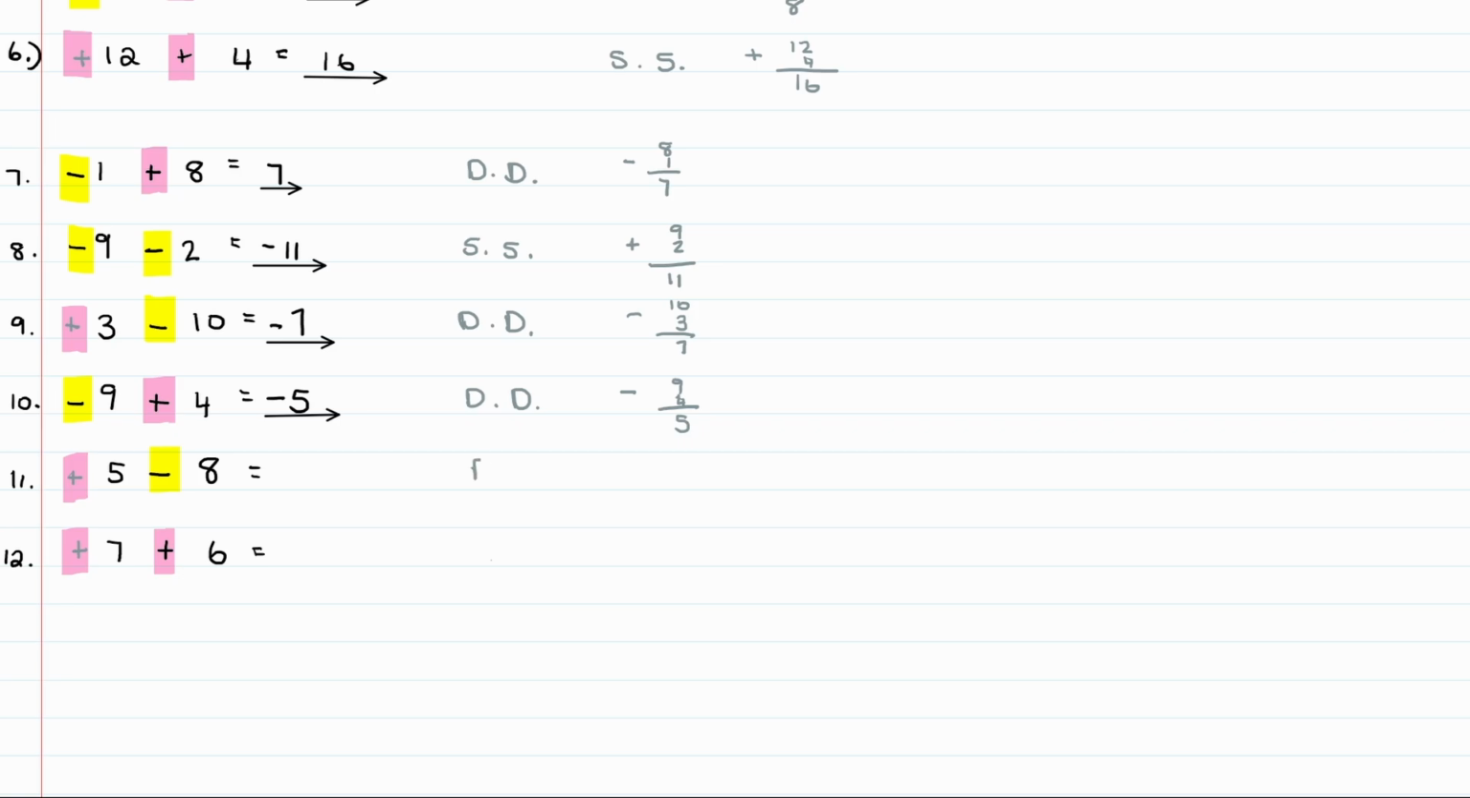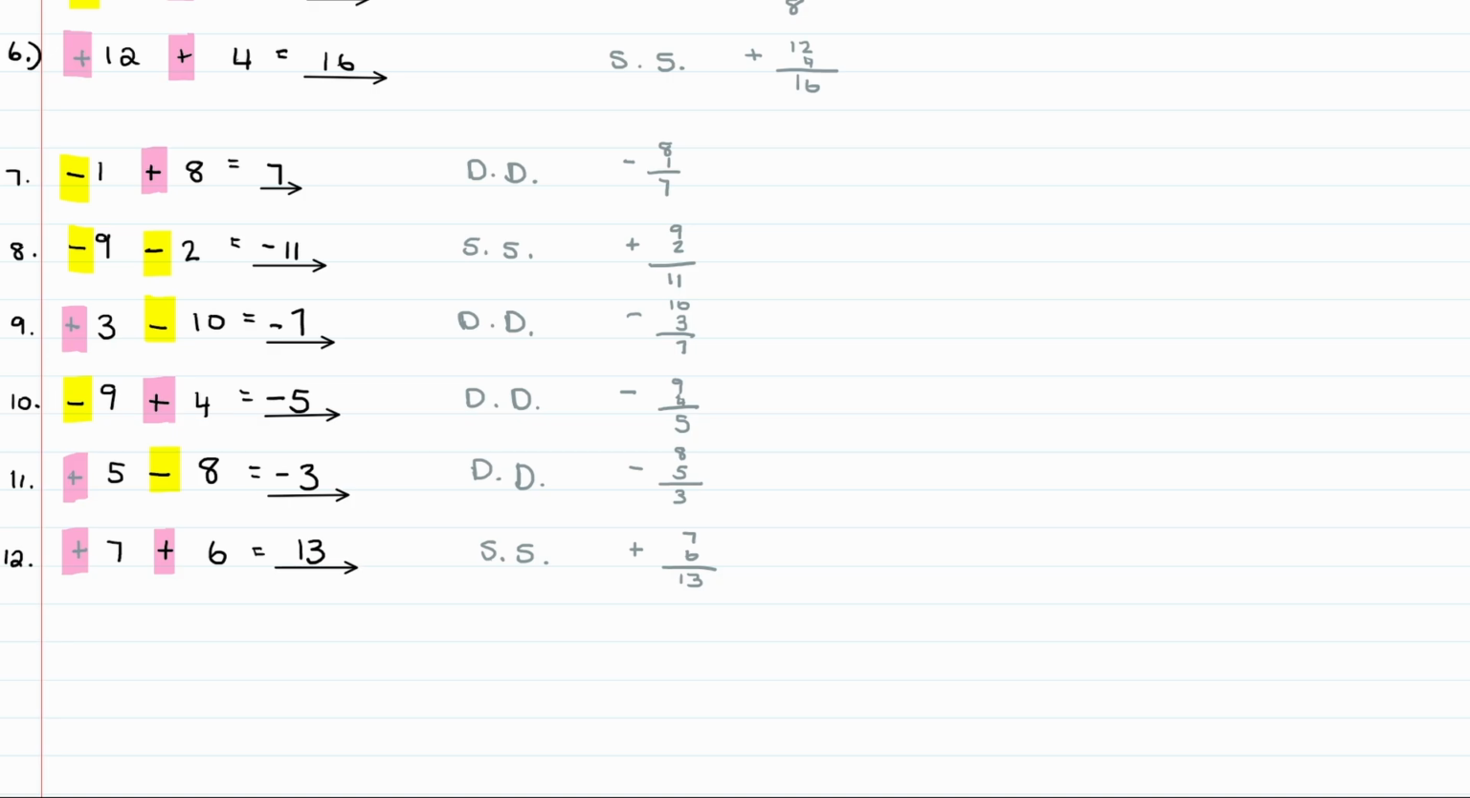Question 11. My signs are different, so I find the difference. I find the difference of 8 and 5. 8 minus 5 gives me 3. 8 is further from 0 and it's negative, so my answer is negative 3. And for the last question, my signs are the same, so I find the sum. I find the sum of 7 and 6. 7 and 6 give me 13, and they're both positive, so my answer is positive 13.